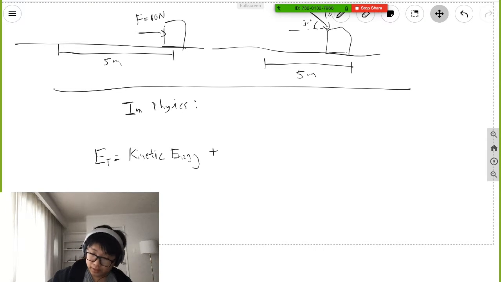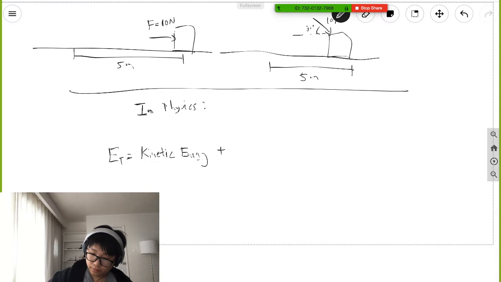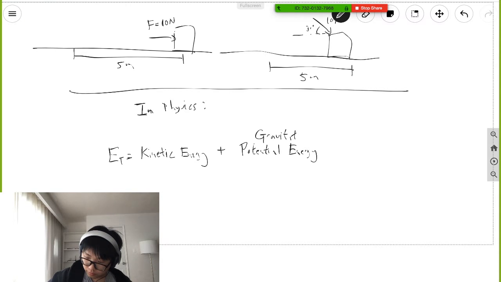So plus potential energy. Potential energy. And specifically, if we're talking about a point source, so just an object reduced down to a point, we're talking about gravitational potential energy. And I'll explain what that is. Gravitational potential energy. Okay, so kinetic energy is easy to understand. Gravitational potential energy, well, any kind of potential energy, we're talking about the potential to do work.